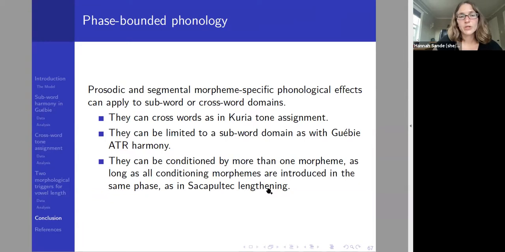So prosodic and segmental morpheme-specific phonological effects can apply to subword or crossword domains. They can cross words, as in the tone assignment example. They can be limited to a subword domain, as with nasal and ATR harmony. And as I didn't show you, they can also be conditioned by more than one morpheme, as long as those morphemes are both introduced in the same syntactic domain.